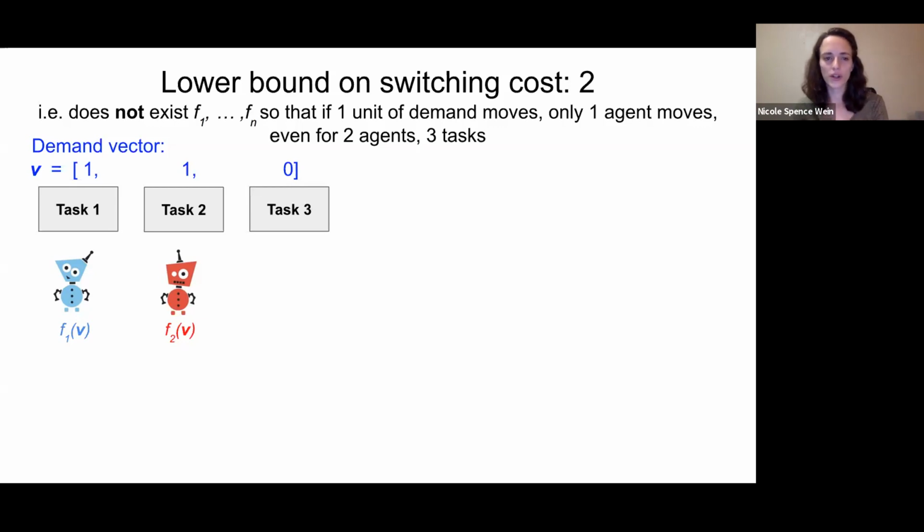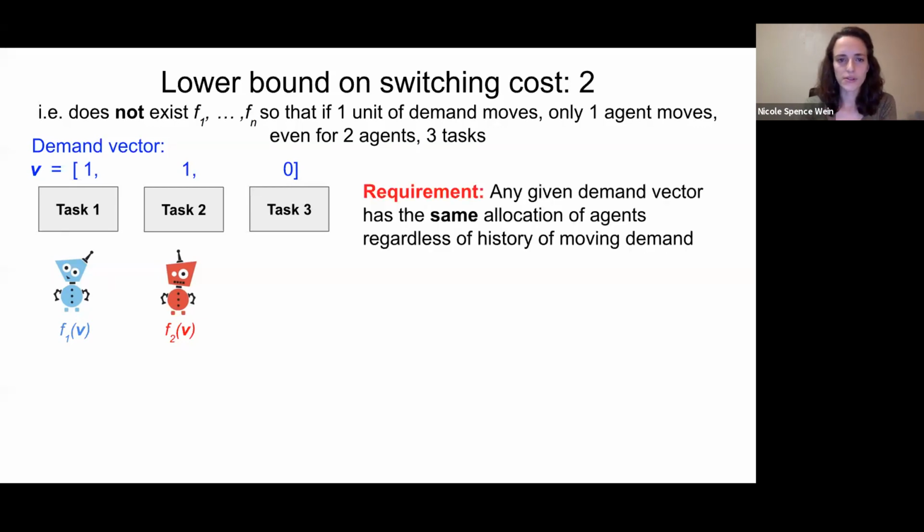The way that we're going to show this is first by recalling the requirement that we have, which is that any demand vector has the same allocation of agents regardless of how the demand has moved around in the past. That is because each agent just takes as input the demand vector, so they have to make their decision solely based on the demand vector. So if you have a particular demand vector at one point in time and at another point in time, the allocation of agents at both of these times has to be the same.